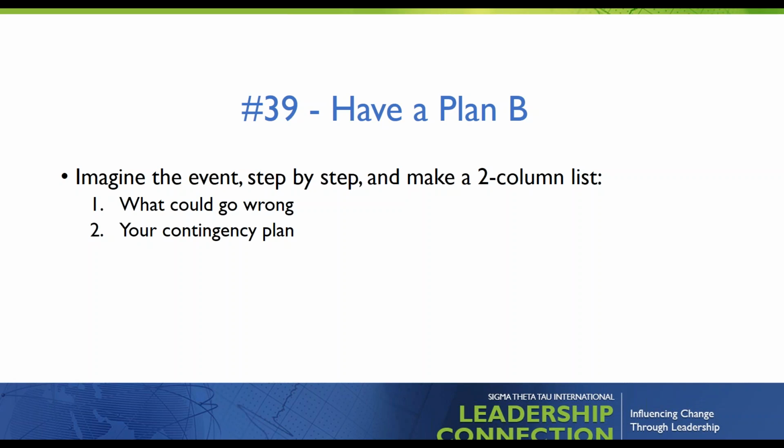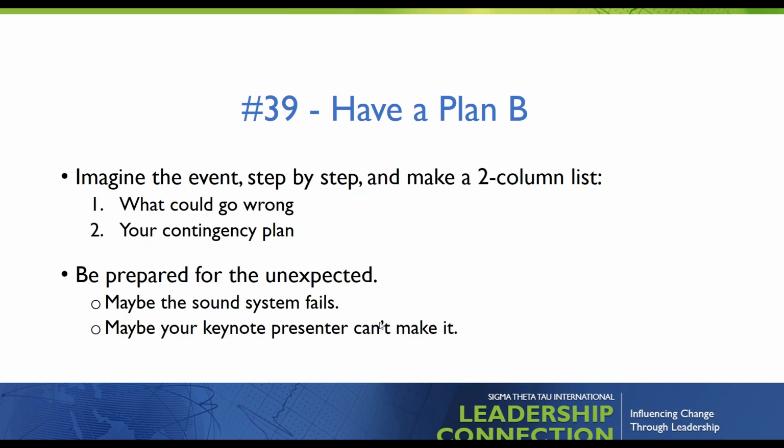So take your event, walk through everything that's going to happen, and make a 2-column list: what could go wrong and what is our contingency plan. Maybe the sound system fails, or your keynote speaker suddenly can't make it. Maybe instead we're going to do roundtable discussions. We're going to take her talking points that she was supposed to talk about, turn those into questions, and put one question at each table, and we'll rotate the tables throughout the room.